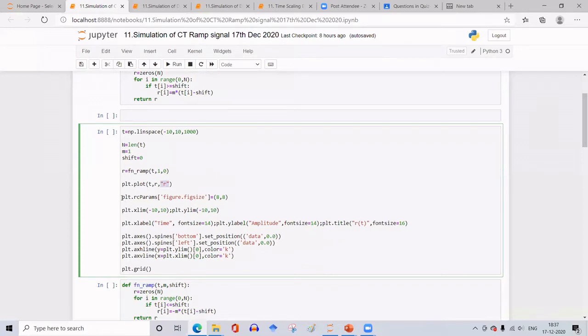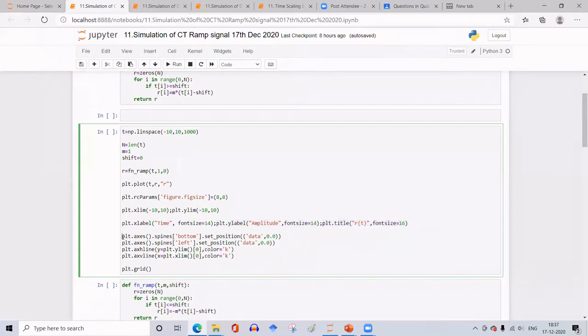And next, I want to plot it in a graph sheet of size 8 by 8. And then I'll also define the X limit and Y limit so that in the graph sheet, it will limit the markings to x-axis from -10 to +10 and y-axis also from -10 to +10. Then these are labelings. X label as time with a font size of 14 and Y label amplitude with a font size of 14. And the title of the graph as R of t with a font size of 60.